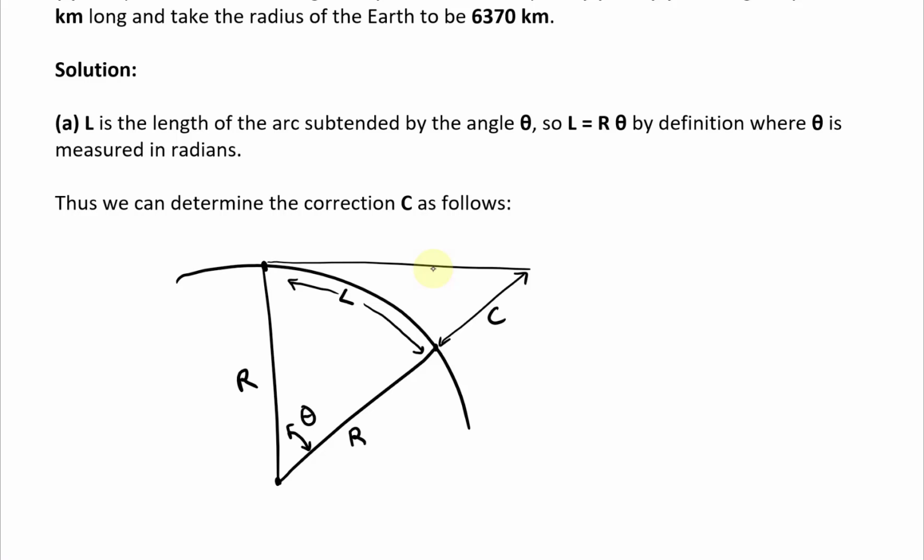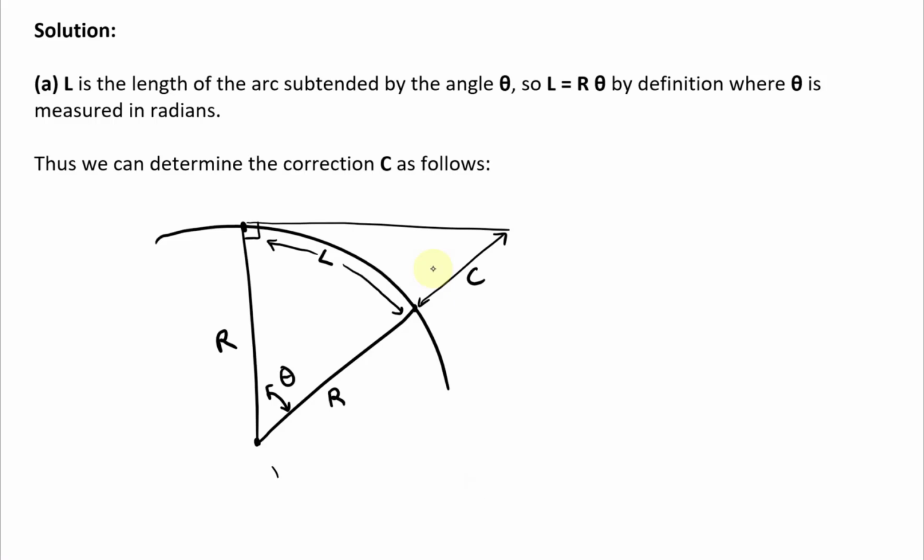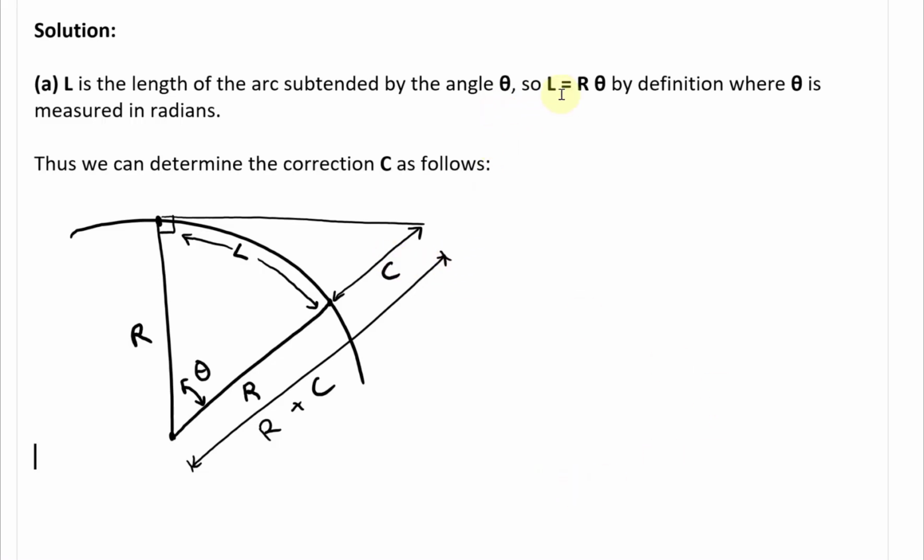And this is the full length there. This is going to be a right angle, so it's a straight line. So this full length across from here to here is just going to be R plus C, like that. Now we could just use some trigonometry. What we know first is that by definition L equals R theta. So we could solve for theta, moving this over, and we get theta equals L over R, like that.